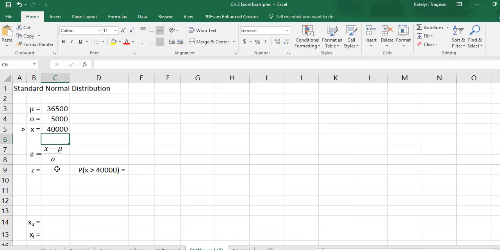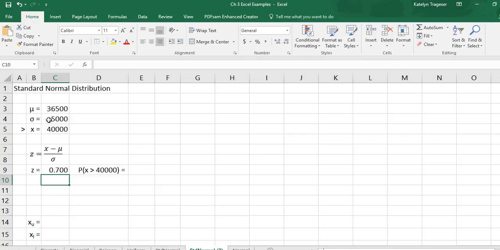So we need to use this conversion equation to find our z-score. So doing that, we just enter in the equation, z equals x, our 40,000, minus our average, or mu, 36,500, divided by our standard deviation of 5,000. This gives us a z-score of 0.7.